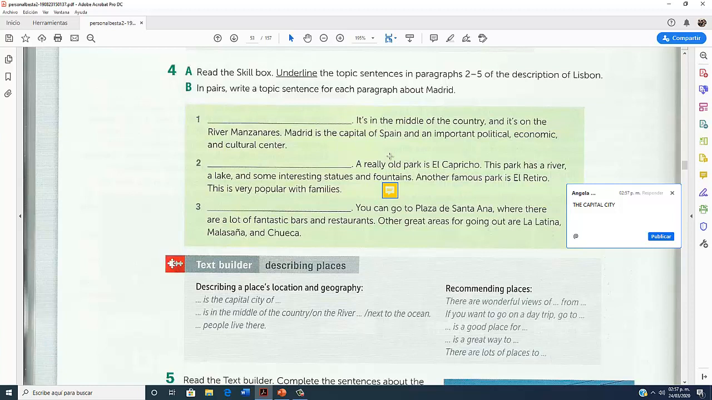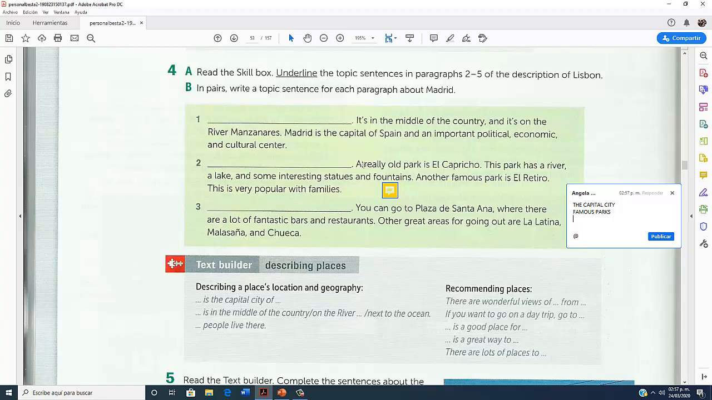A really old park is El Capricho. The park has a river, a lake, and some interesting statues and fountains. Another famous park is El Retiro. Maybe famous parks. No, paragraph number 2. Remember that this exercise is about the general idea of the paragraph.